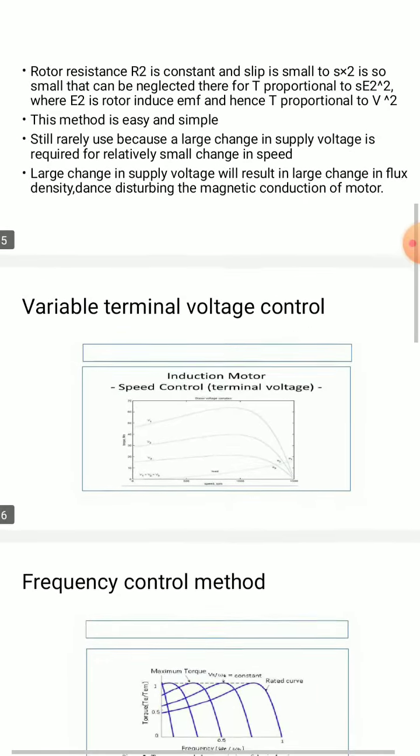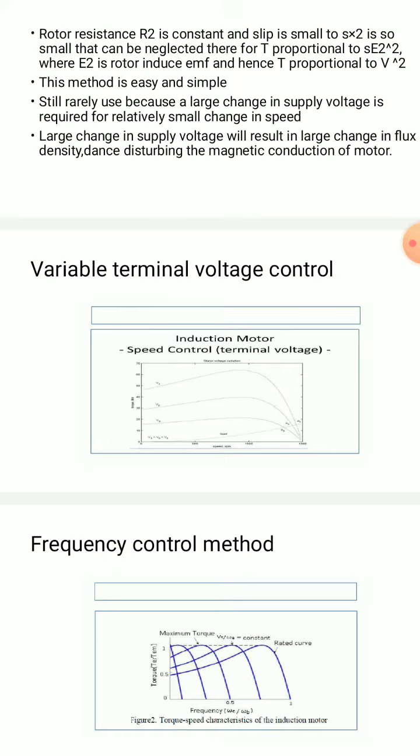Variable terminal voltage control. A characteristic diagram is drawn. The graph is between speed and torque, as you all know. V1, V2, V3 represent the voltage.